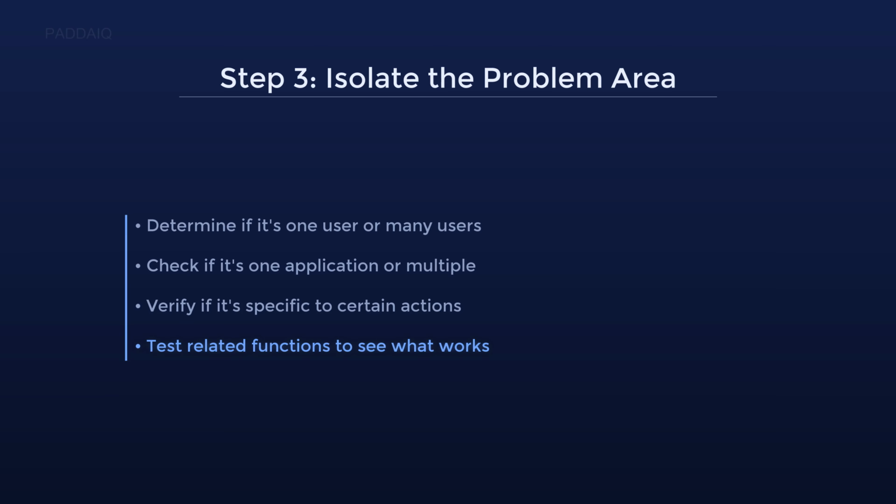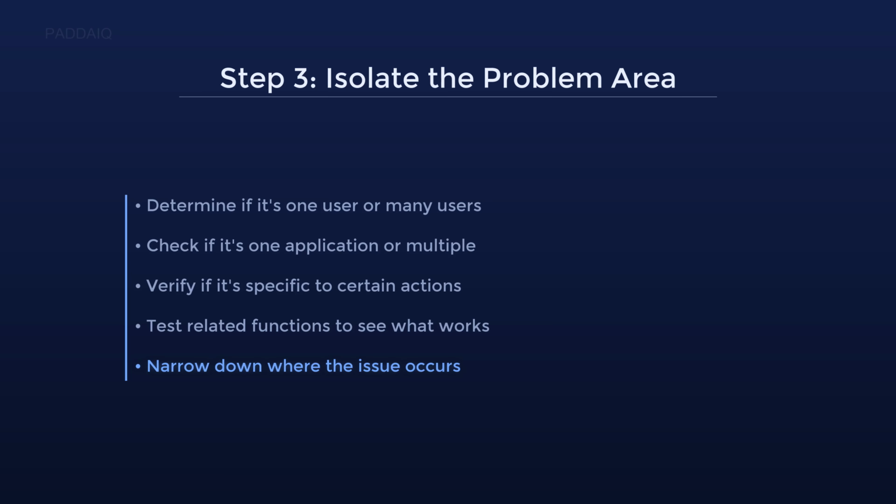Test related functions to see what works. This means systematically checking each connected process to identify where the failure starts. For example, if an employee onboarding workflow fails, test the individual steps like user creation and system access separately. This targeted approach saves time by pinpointing the exact source of the issue.